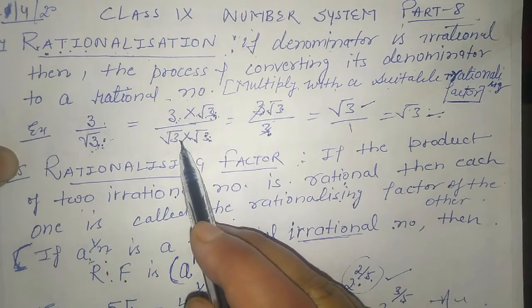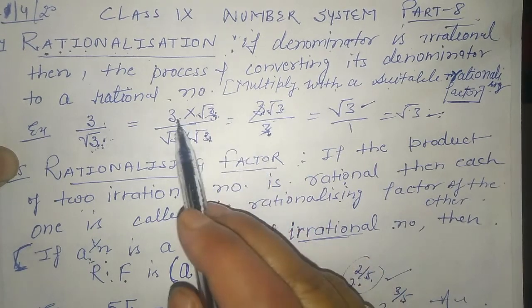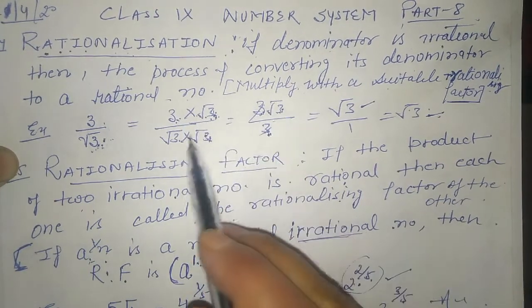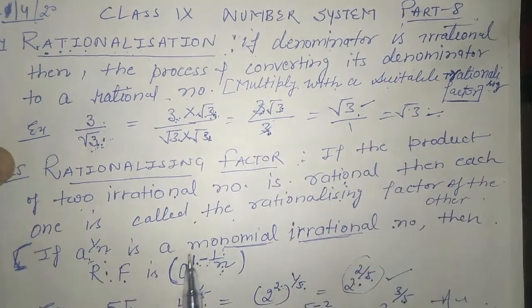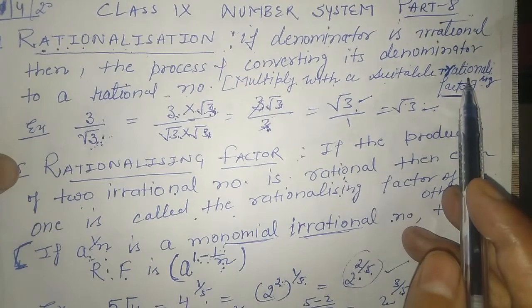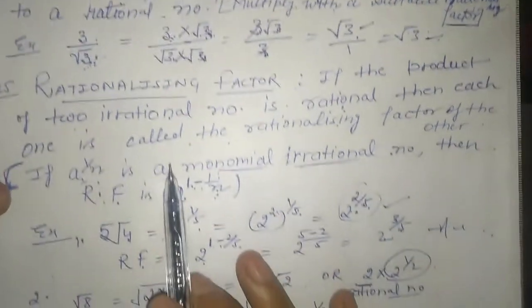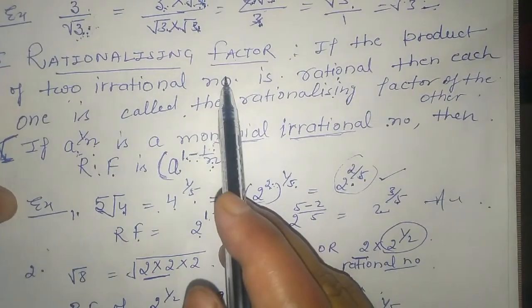3 root 3 upon root 3 into root 3. Here 3 root 3 is a rational and irrational number product. This root 3 becomes 3, cancel out, and the answer is root 3. Now the new term here is the rationalizing factor. What is this rationalizing factor?